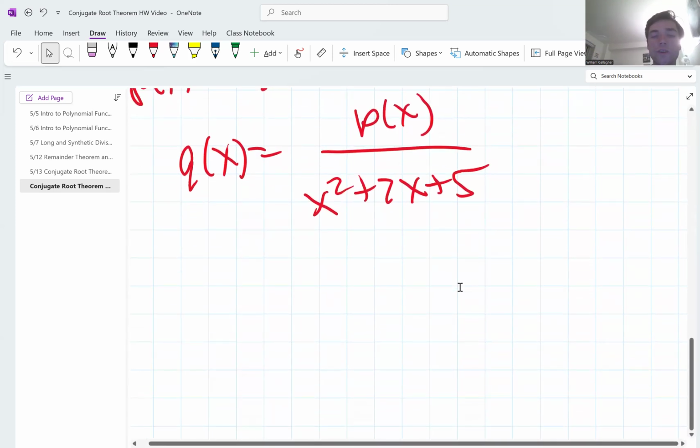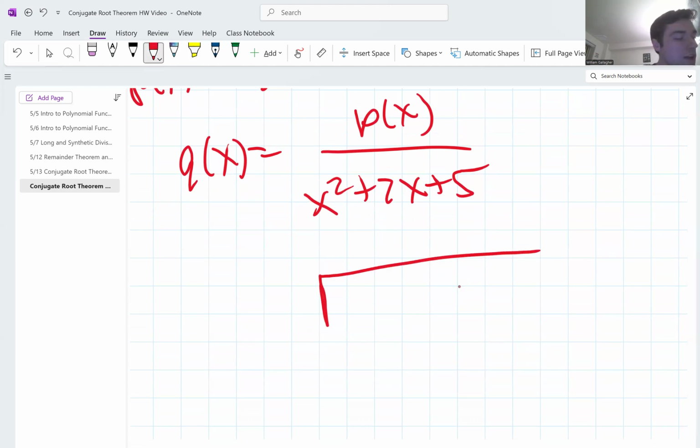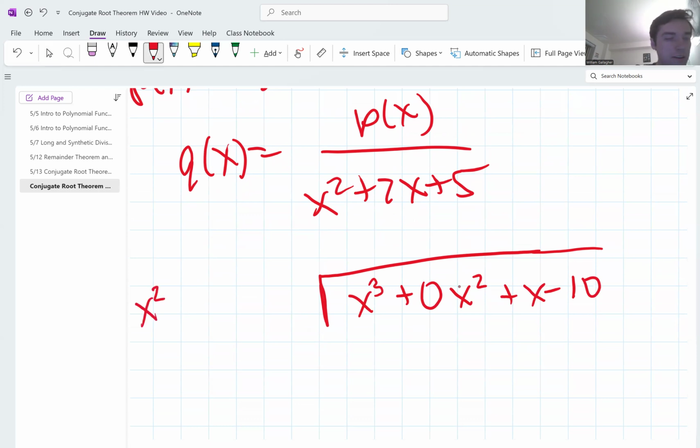And so what we need to do is do long division. And so we get x cubed. We need to add a placeholder for the x squared term. All right, that's what we talked about earlier in the unit. And then we get x squared plus 2x plus 5.